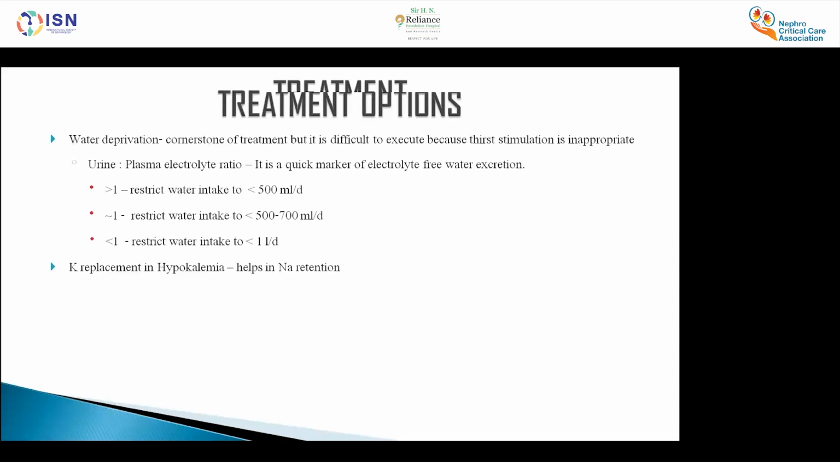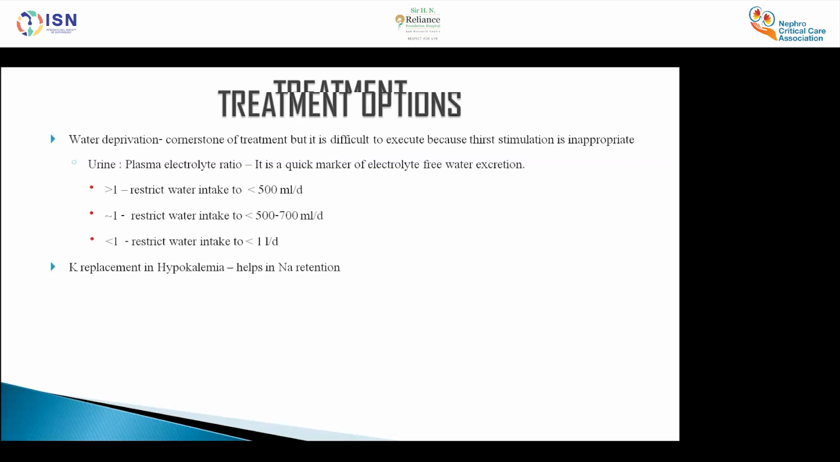So in treatment options, first, water deprivation has traditionally been a cornerstone of treatment, but it is difficult to execute as the thirst stimulation is inappropriate, and it is difficult to tell a patient to just bear the thirst. So how much water intake should be restricted? It depends on the urine plasma electrolyte ratio, that is urinary sodium plus potassium upon plasma sodium ratio.